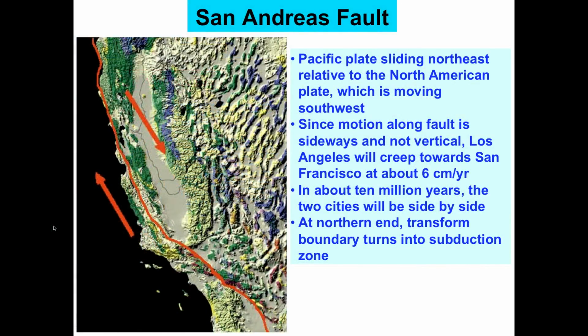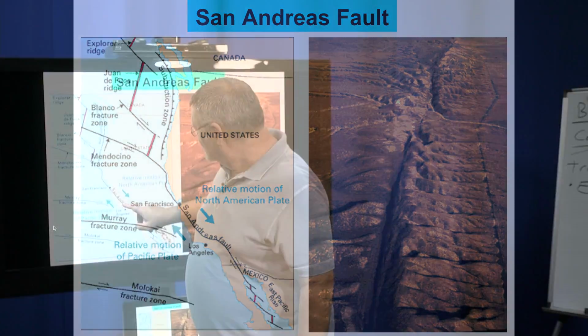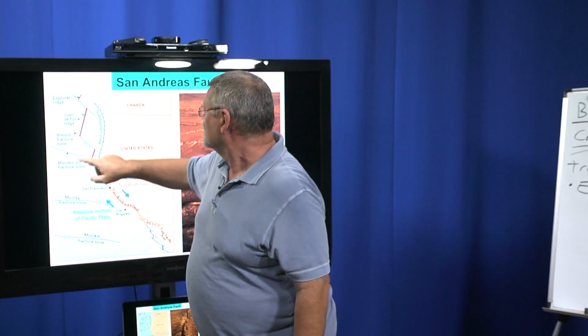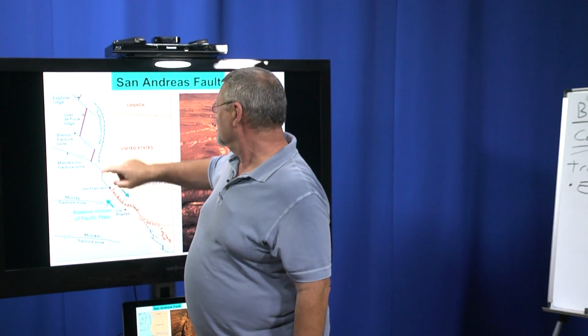And then at the northern end, this transform boundary turns into a subduction zone. I showed you that up there in Washington State when it hits the Juan de Fuca plate. Here's the fault, the transform boundary, and up here it turns into a subduction zone up along here.